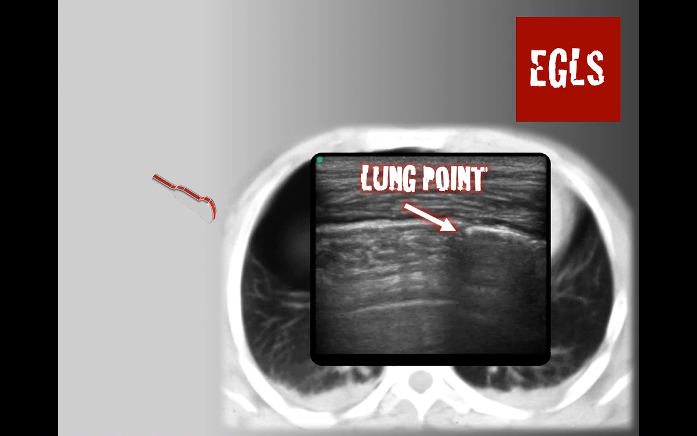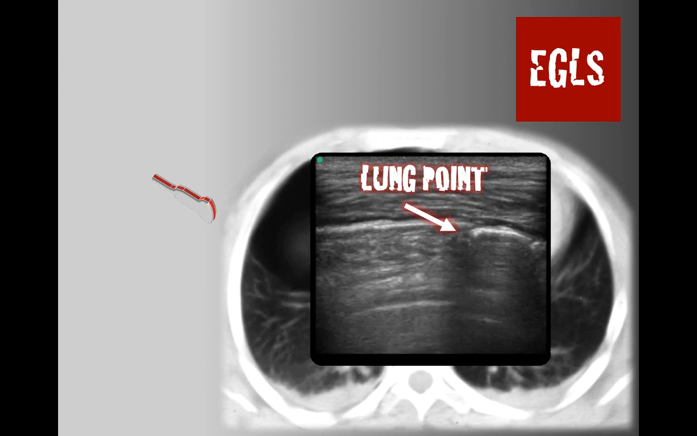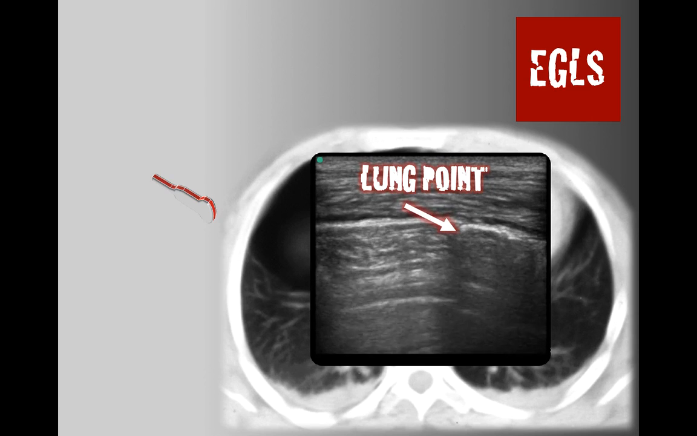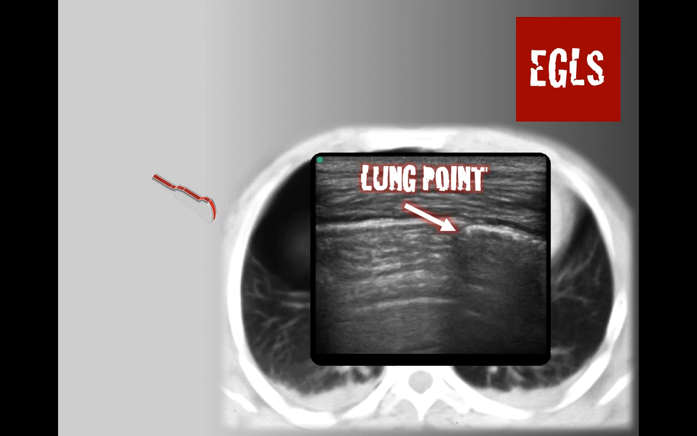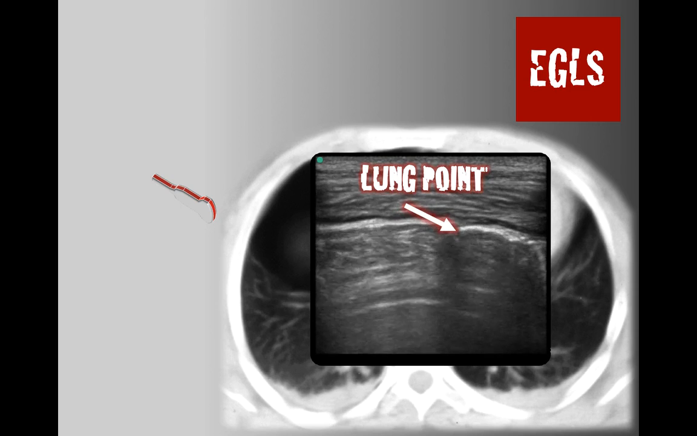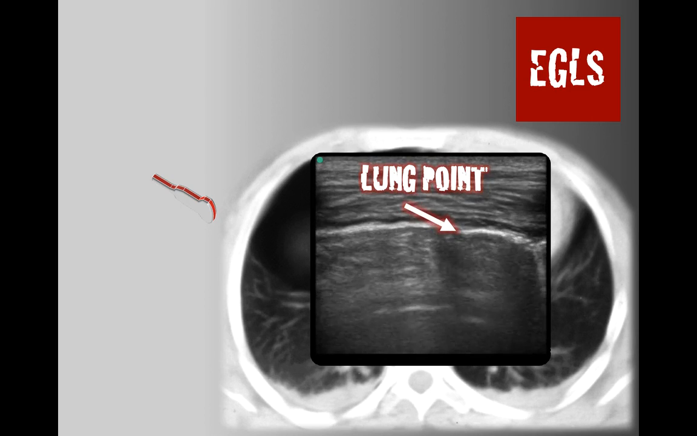Now, is this a good tool to quantify the size of a pneumothorax? Well, not precisely, but the smaller the area of abolished lung sliding, the smaller the pneumothorax. But as a rule of thumb, the more lateral you need to go to find the lung point, the bigger you can expect the pneumothorax to be.